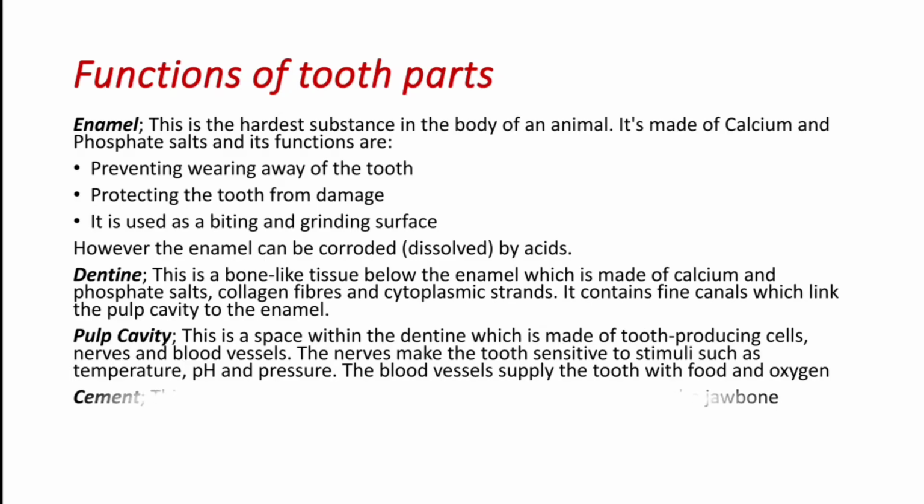All right, my excellent biology students, let's look at the other part, which is the cement. This is a bone-like tissue with fibers that anchor the tooth to the jawbone. So cement, what does it do? It holds the tooth in the jawbone. That's what it does. It ensures that the tooth is stuck in the jawbone. Okay, so this is a bone-like tissue with fibers that anchor the tooth to the jawbone. That's what the cement does.